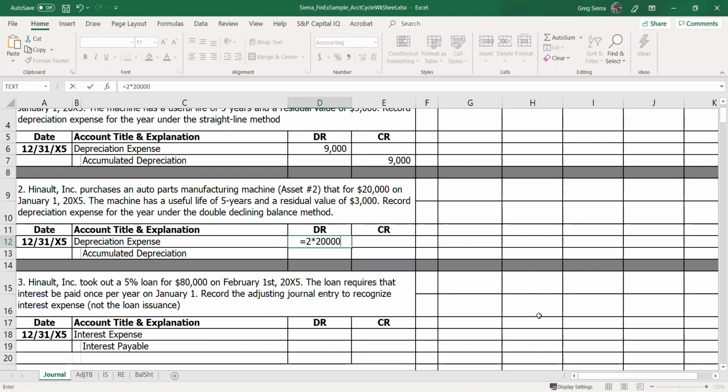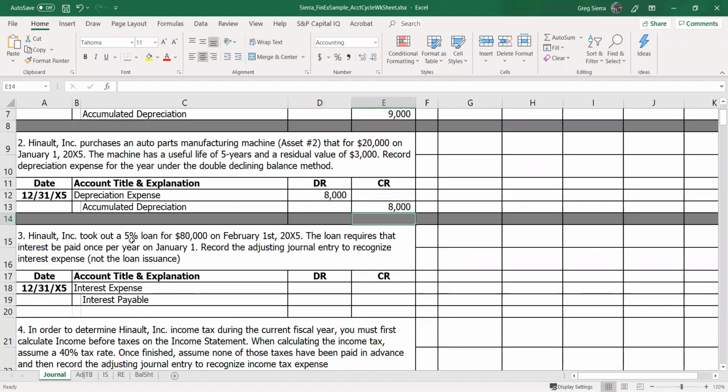This is a big difference with double declining balance that people get confused about because they're used to straight line: don't take out the residual value. We don't do it in the first year, we do it at the end. But in the case of these journal entries, you don't have to worry about it. Just use the full cost there, and then we're going to divide it by 5. And that's 8,000. So let me put my credit in here.